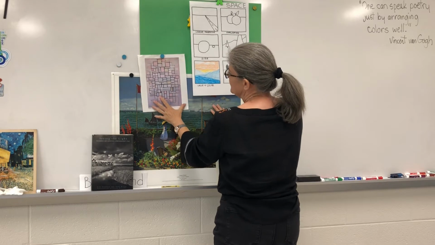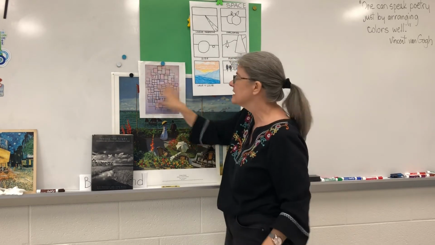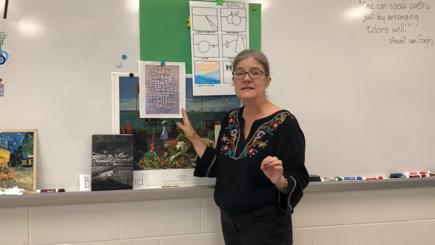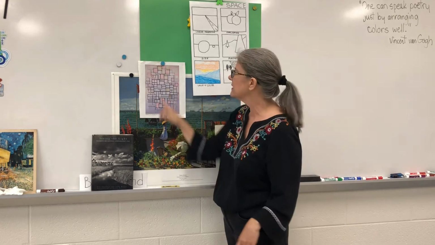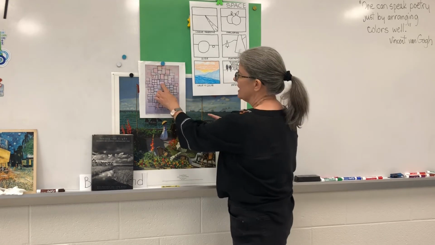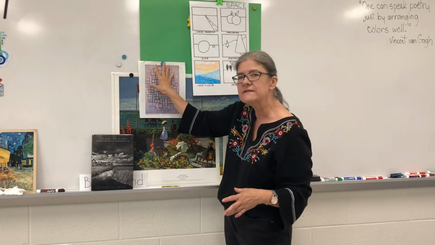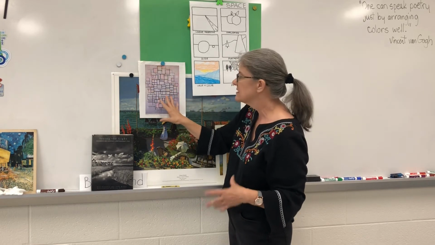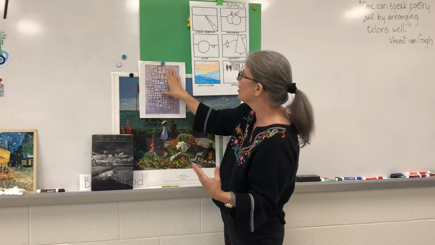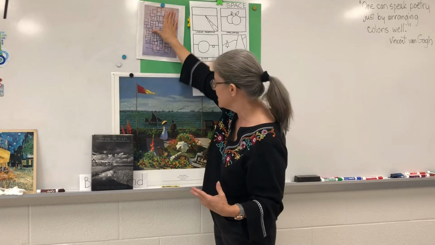This is a painting by Piet Mondrian, and it does not have space. It has other elements of art. It has line, it has shape, it has color. I mean, it does have some space, but it's very flat. So we want to show depth in our artwork. So I want to show you another painting.